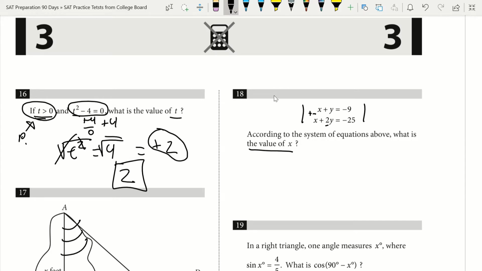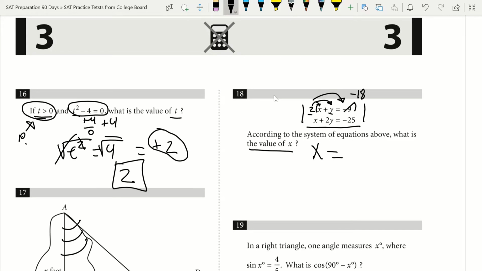I see I have 2y here and a y up here, so I'm going to look to double my top equation, multiplying all of it by 2. Then I'll have 2y, and I can subtract this 2y down here to get rid of my y. So I have 2y minus 2y, that's going to give me 0y. I'm going to have 2x minus x, which will leave me with x. And then this 2 times negative 9 is going to give me negative 18.